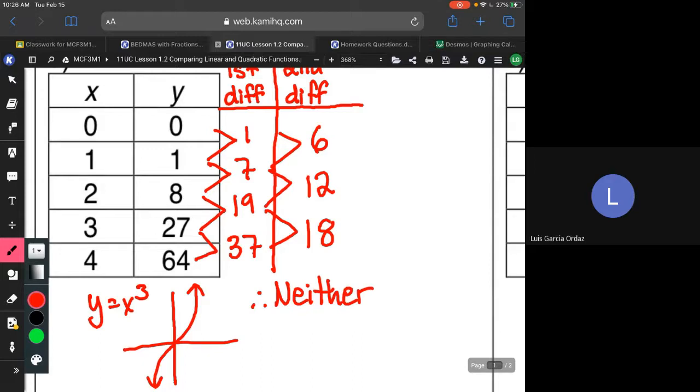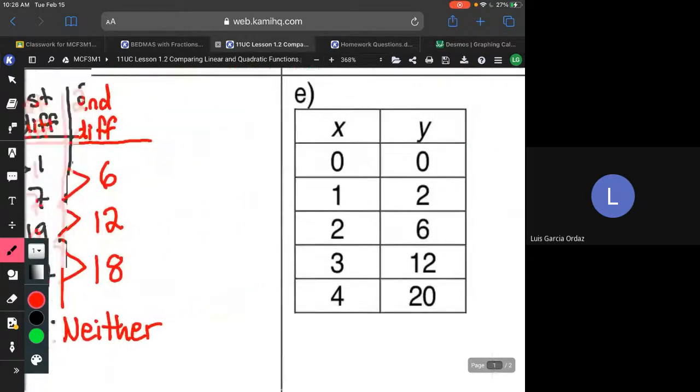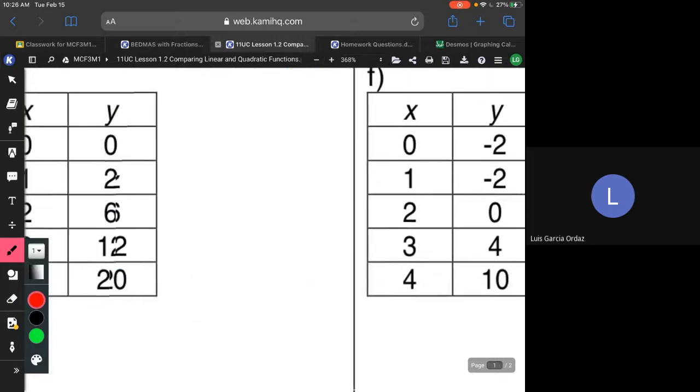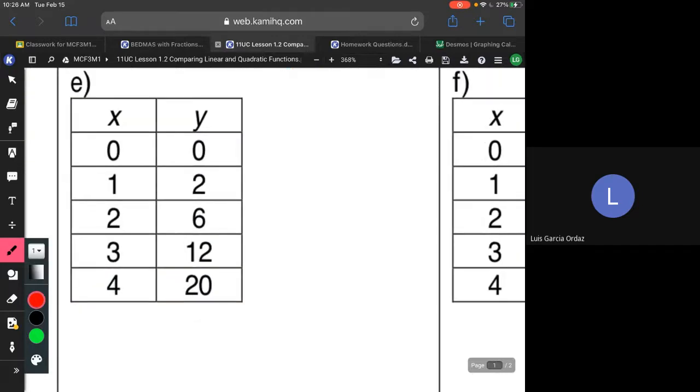So again, if first differences are the same, it's linear. If second differences are the same, it's quadratic. If second differences are not the same, you just put neither and you just leave it at that. We'll do E as our last one, and then you guys can do F on your own and use it as a warm-up before doing the homework.